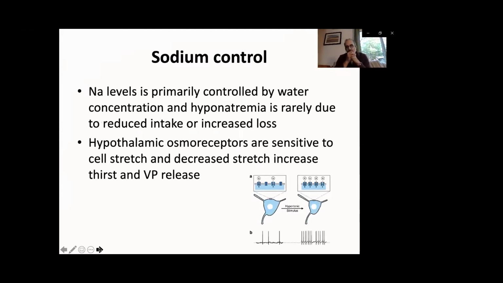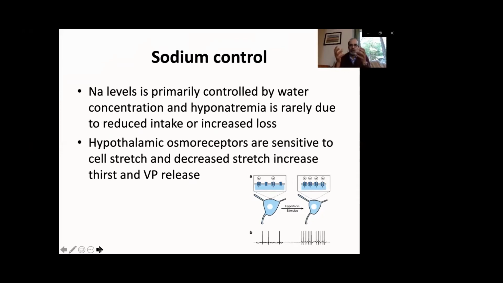How is sodium level controlled? Well, keep in mind, sodium disorders are primarily disorders of water concentration. It is very unusual, but it does happen, unless you have a patient who is severely dehydrated, with loss of sodium due to vomiting, diarrhea, or a severe reduction in the intake of sodium. For the most part, the problem of sodium is due to a problem of water concentration.